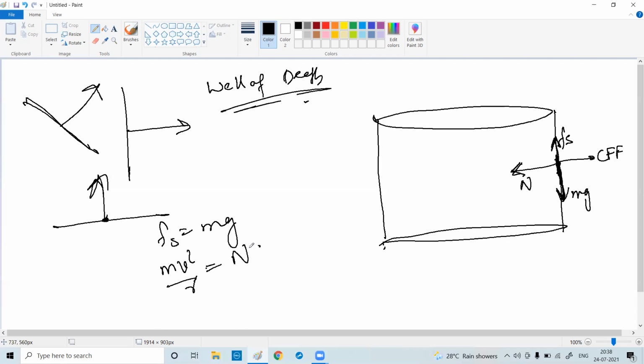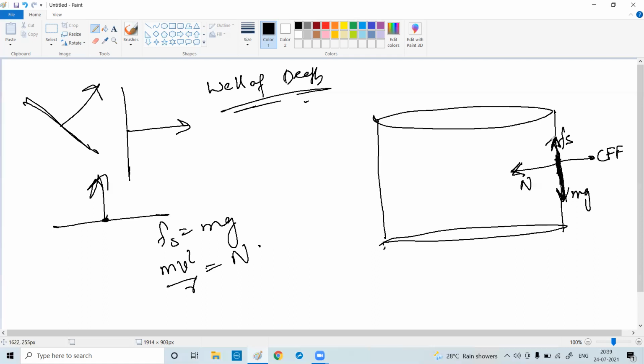So what we will do now, the problem is, tell me, if there is no friction, what will happen? You just think, if there is no friction, what will happen? Will the body be able to rotate? No. If the friction is not there, the body will completely fall down. It will not rotate. It will fall down.